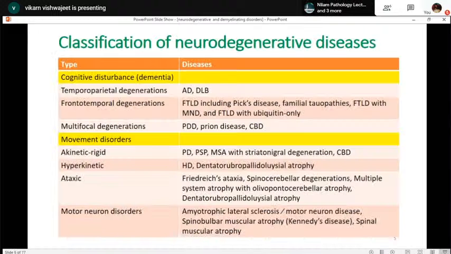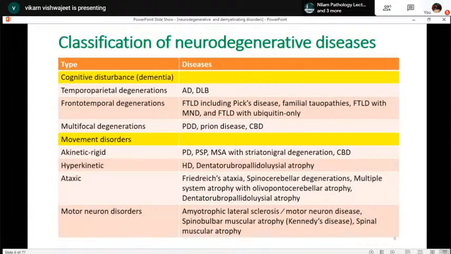So before proceeding further, let's have a brief classification of the neurodegenerative disorders. Neurodegenerative disorders are dominantly classified into two subtypes based on the dominant manifestation. It can either present as cognitive disturbances or movement disturbances. Among the cognitive disturbances, there can be temporoparietal degeneration, which can present with memory disturbances. In this disorder, there is particular degeneration of the hippocampus and cortical neurons of temporal and parietal lobes. The classical diseases in this category include Alzheimer's disease and dementia with Lewy bodies.